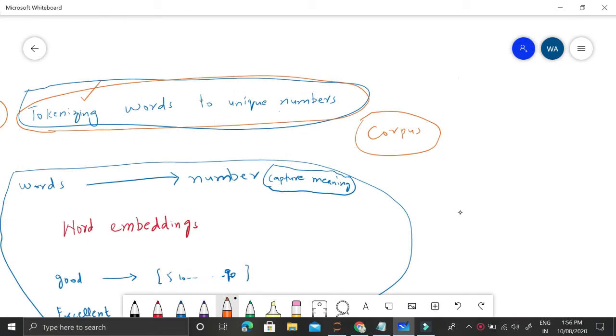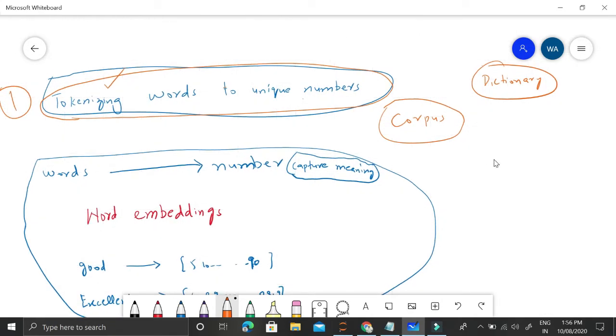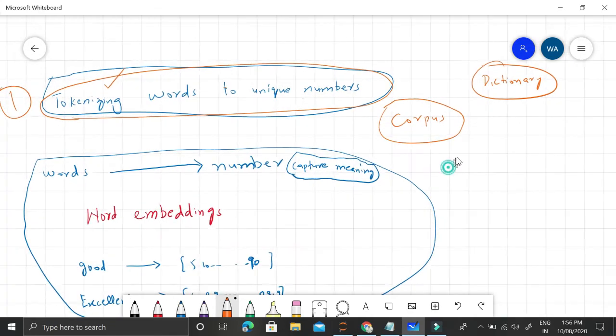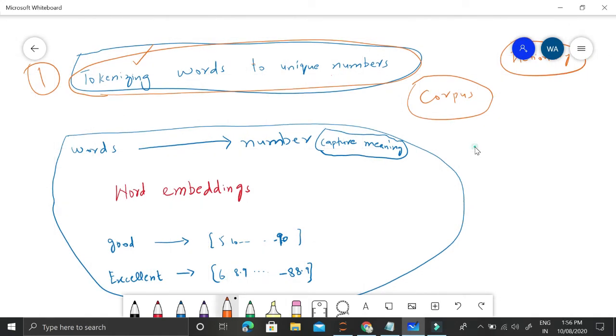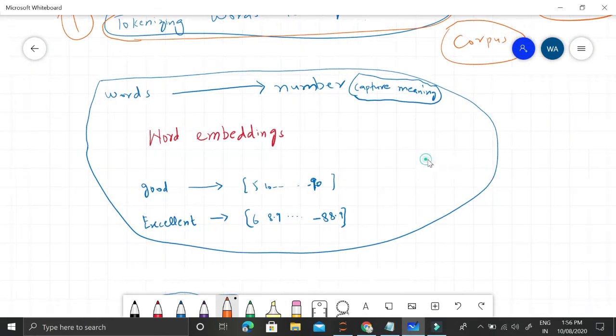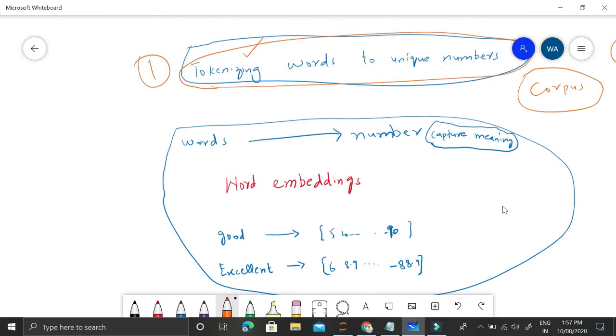We have to just create a dictionary, and in Python, the dictionary can do this work, where we have to find the key value pair. So for each of the unique words, we have to have this unique integer number. Now, after tokenization, this is the first important thing that we have to deal with while working with language. Each of the words must have a unique number.